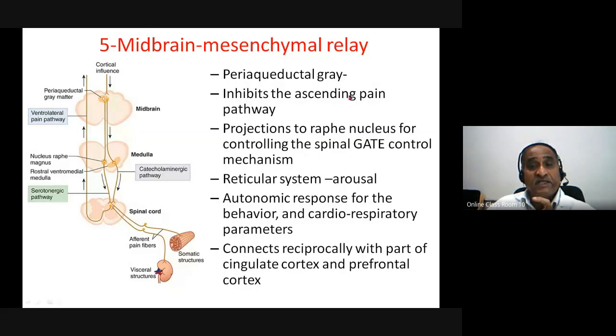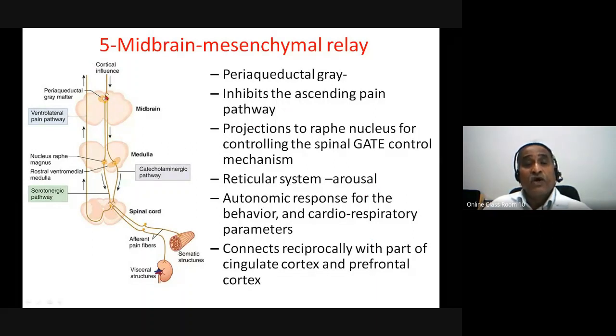Periaqueductal gray inhibits the ascending pain pathway. So that means it will try to inhibit this pathway, maybe at the thalamic level, because they cannot inhibit here in between, maybe at the thalamic level. And projections to the Raphe nucleus, this is a Raphe nucleus, and which try to suppress the pain pathway there and controlling the gate. Then we have the reticular system, because this is also forming the reticular system that will, through the thalamocortical radiations, produce the arousal response.